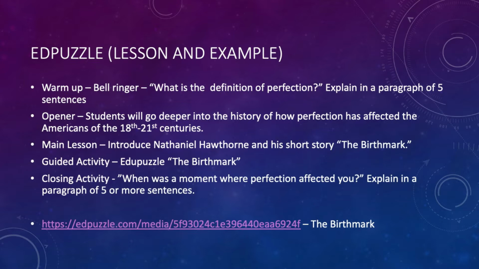So the students will warm up with the bell ringer, talking about the definition of perfection. Then the instructor will lead the students deeper into how perfection has affected Americans from the 18th century all the way to the 21st. Then we introduce the story and how Nathaniel Hawthorne came up with the context. Then we have the guided activity, which is the Edpuzzle. The link is in the video.